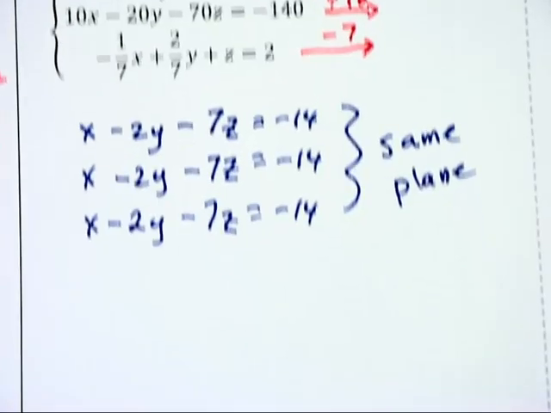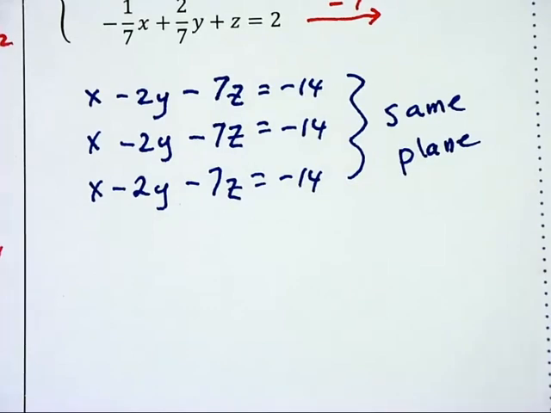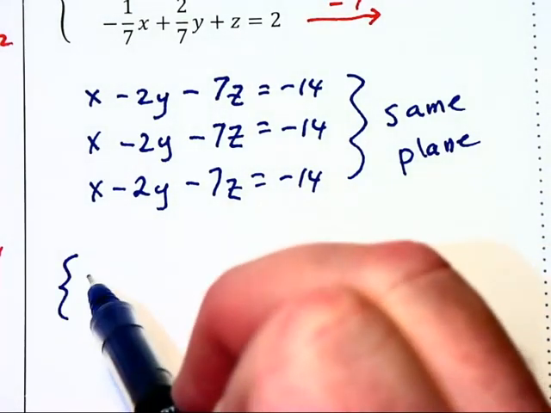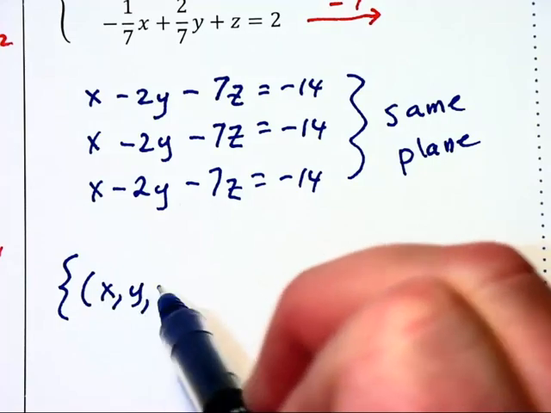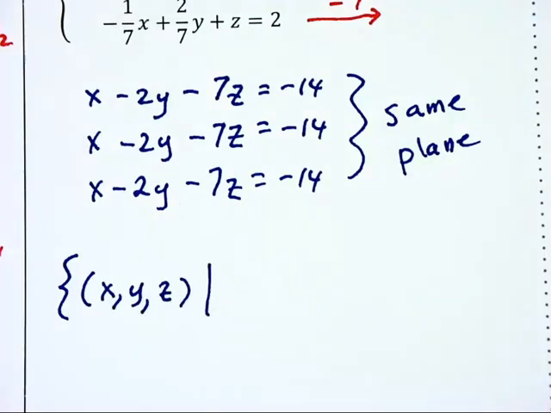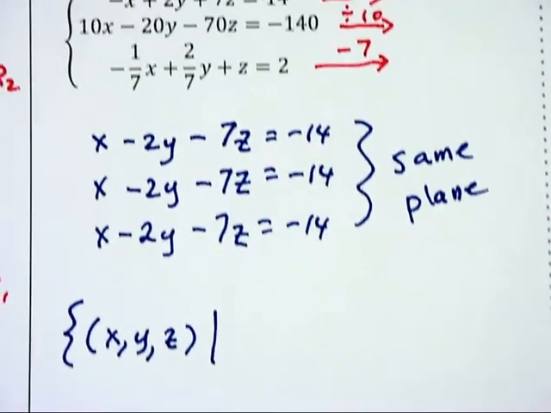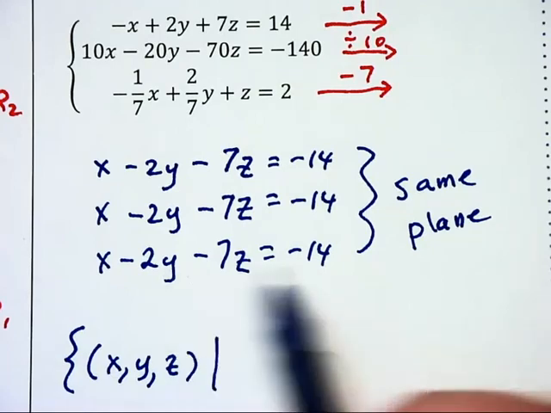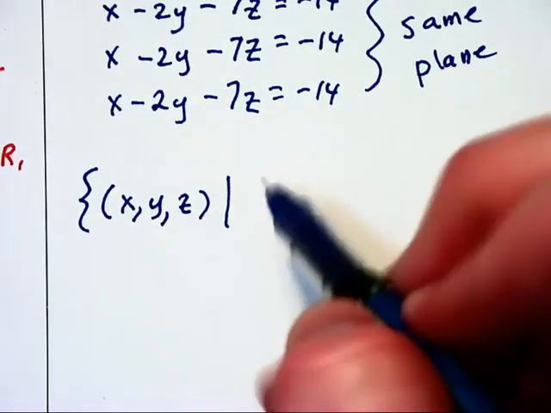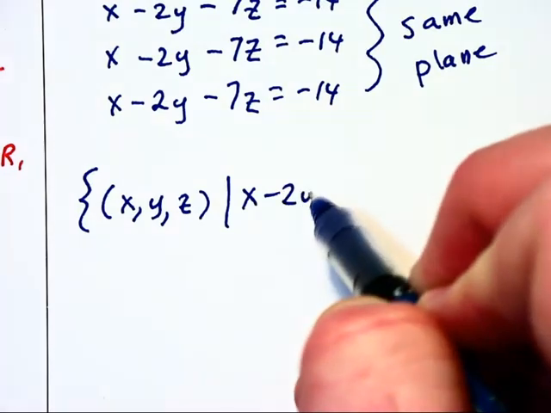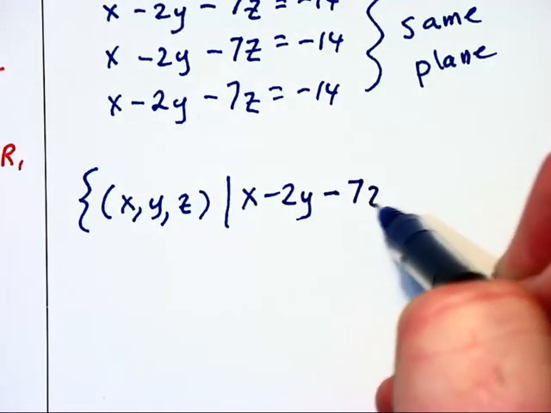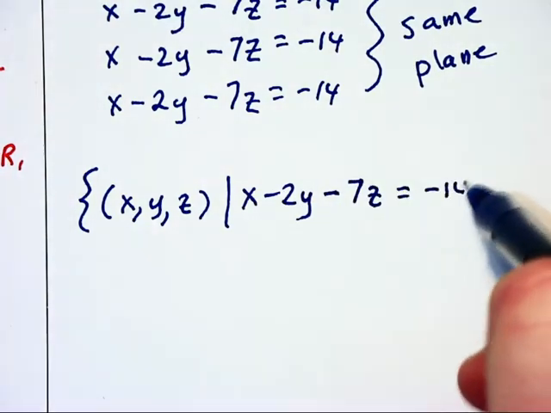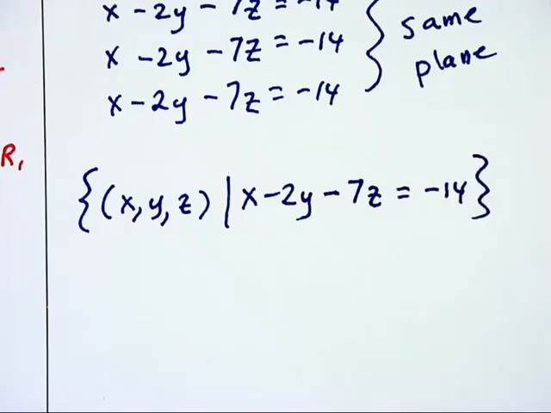And that means my answer is going to be a plane, and we write this as the set of all points x, y, z, such that, and we choose one of our three original equations, or maybe this cleaned up form here that we have, x minus 2y minus 7z equals -14. And that will be the equation of the plane.